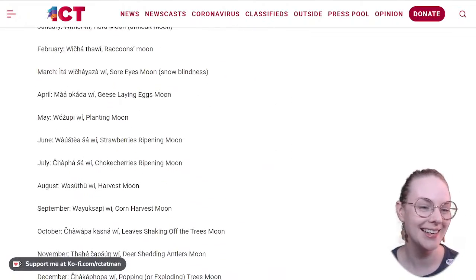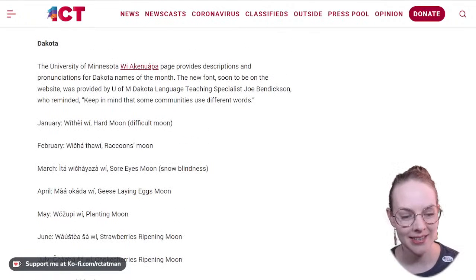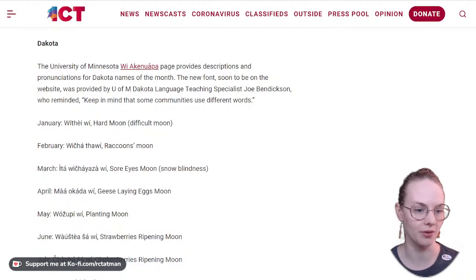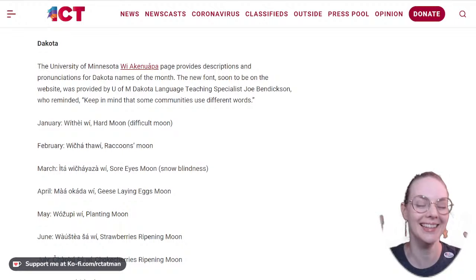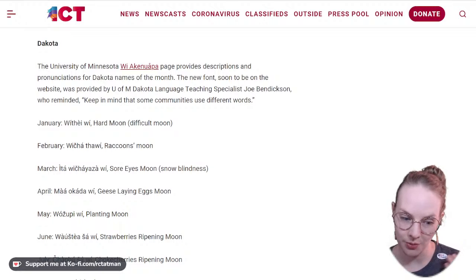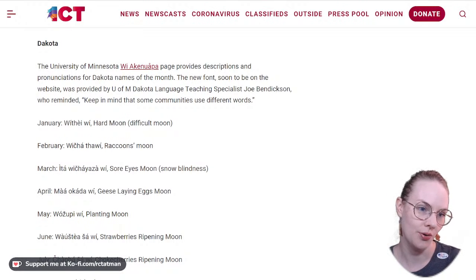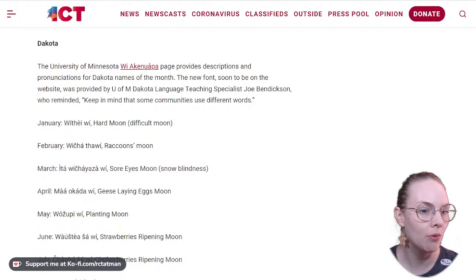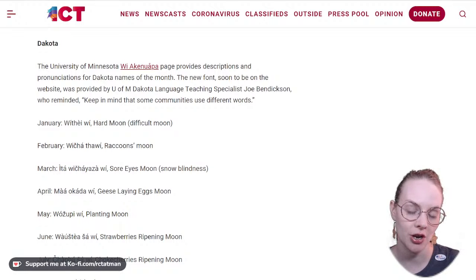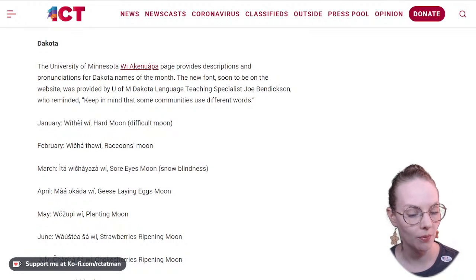Dakota. So basically what I'm showing here is that the idea that these names come from different Indigenous traditions is true. A lot of them do, but it's a little bit of an amalgam, and which tradition is most relevant for you where you are is going to differ. So Dakota, and these are more in Minnesota, but University of Minnesota Dakota language teaching specialist Joe Bendixson said, keep in mind some communities use different words.